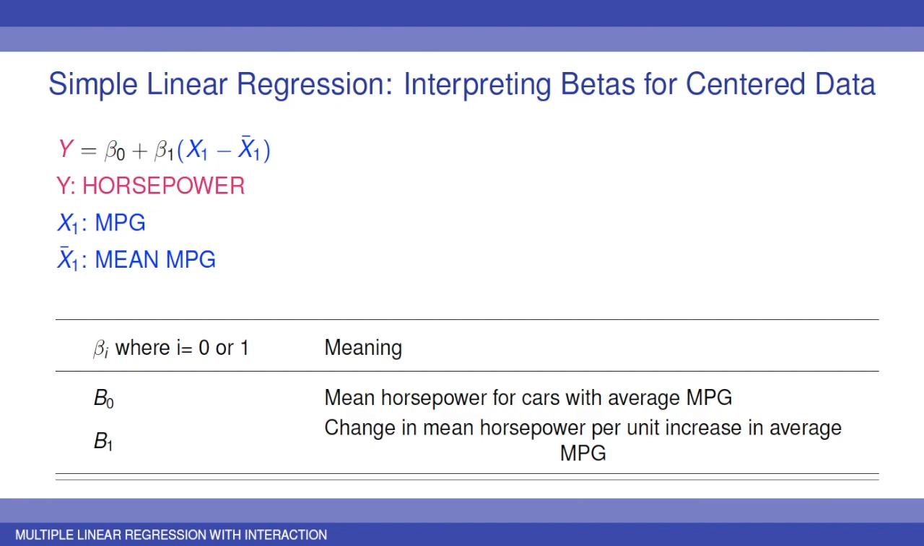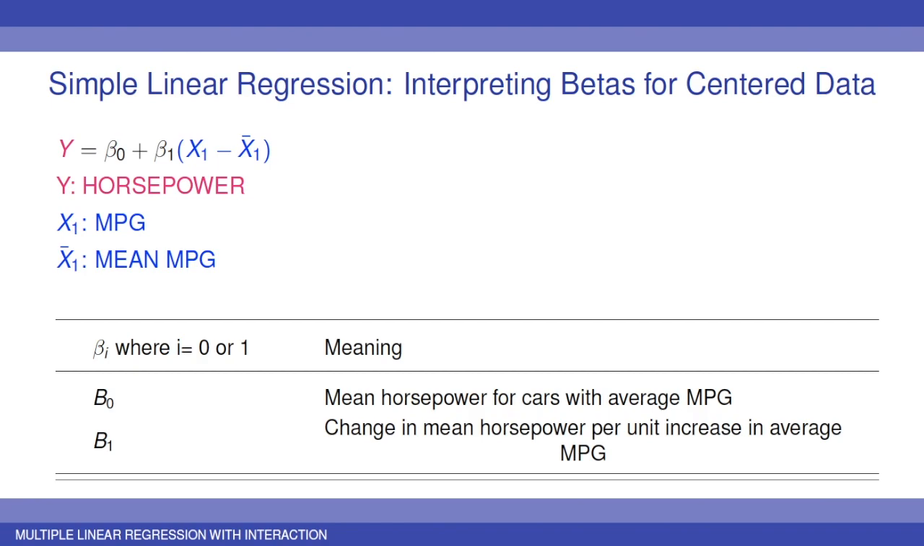I want you to pause the video to think about the following question. Would it be correct to say that beta 0 is the mean horsepower when MPG is equal to 0? In other words, would it be correct to say that beta 0 is the mean horsepower for a car with 0 MPG? By the way, notice that such a car is non-existent. So, what do you think?